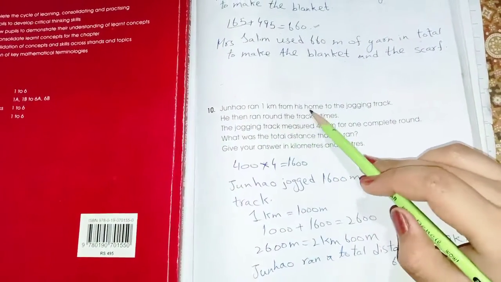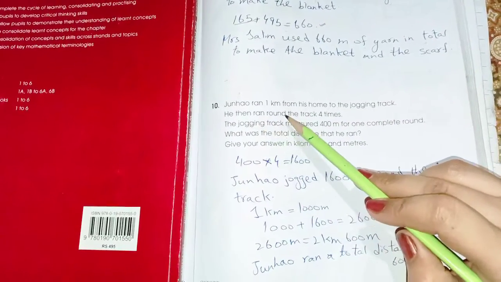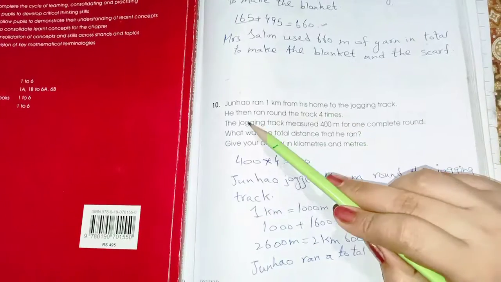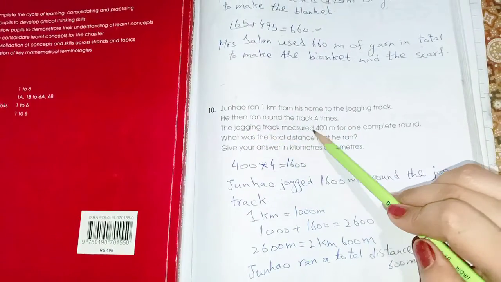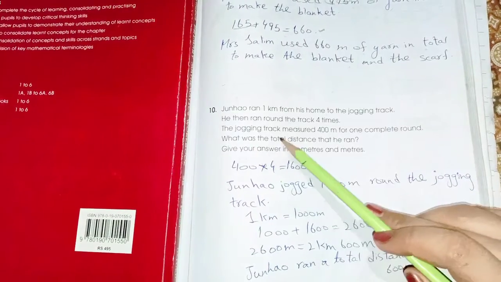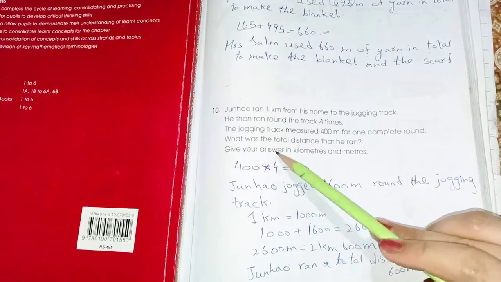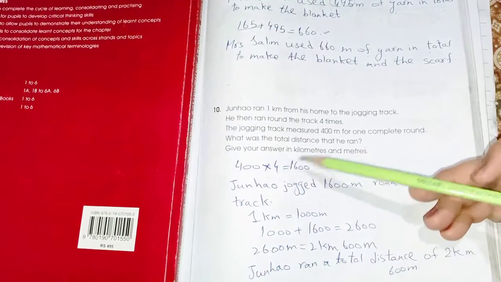Janhao runs 1 kilometer from his home to the jogging track. He then ran round the track 4 times. The jogging track measured 400 meters for 1 complete round. What was the total distance that he ran? Give your answer in kilometers.